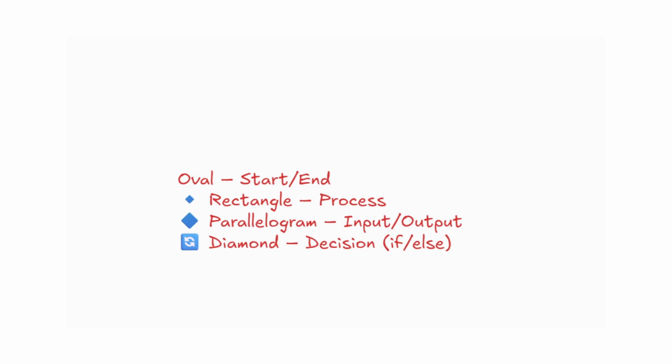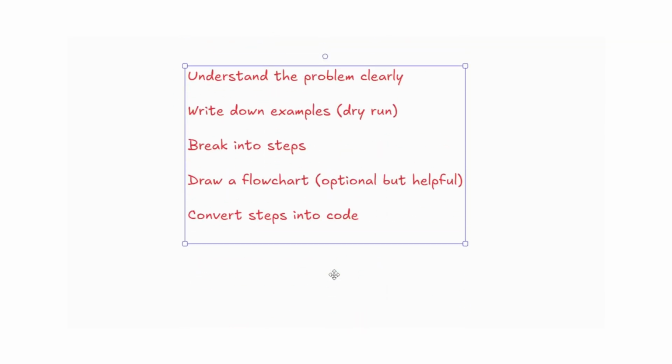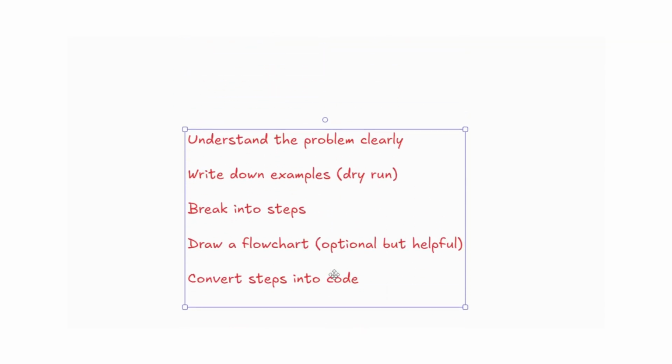Now, let me tell you how to approach any problem also. There can be 5 steps included in solving a problem, and these are those steps. First of all, understand the problem clearly and write down the examples also. Right? You see the problem, write down the examples, and then break it down into steps. When we solved the bulb problem, it also included steps, right? So same here, while solving the problem, break it down into some steps and then draw the flow chart, right?